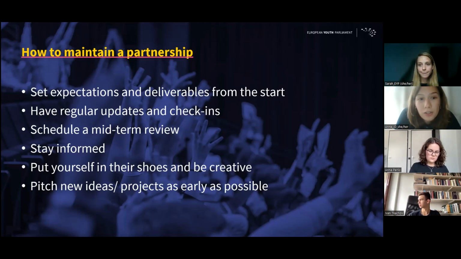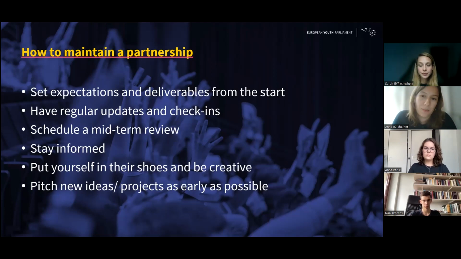If it's a longer term partnership, it might make sense to also schedule a midterm review, where they can give you very honest feedback about whether their expectations have been met, and then you can still adjust it. Because sometimes you only review a partnership at the very end of it, and if they're disappointed, the chances of them renewing the partnership are very unlikely. So it's better to address these kinds of things rather early.